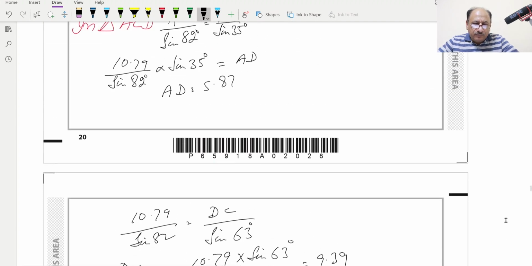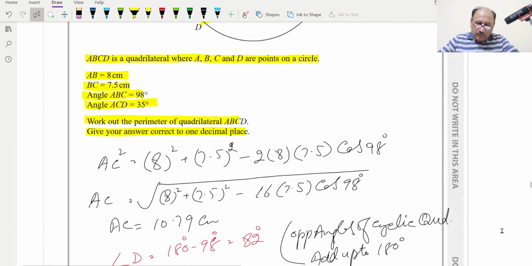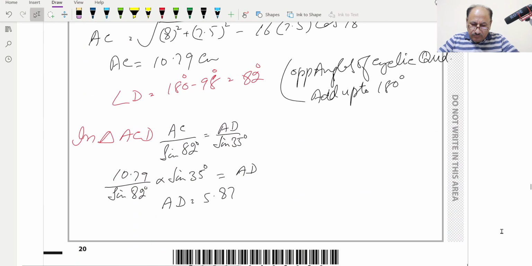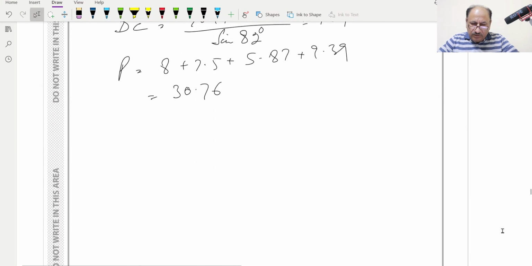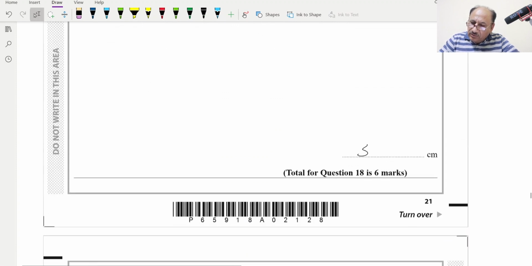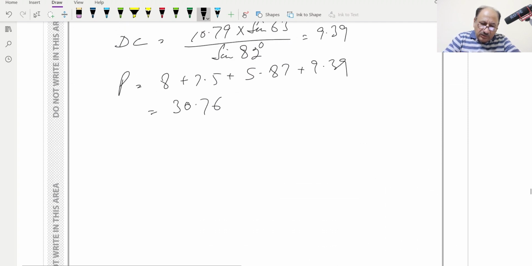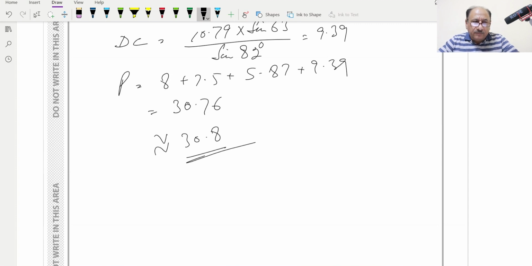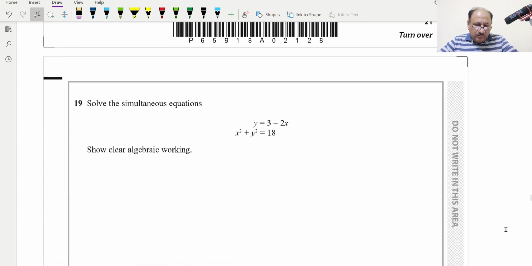So they are saying correct to 1 decimal place. So our answer will be 30.8 basically. We can write here, approximately 30.8 correct to 1 decimal place. Now this is done.